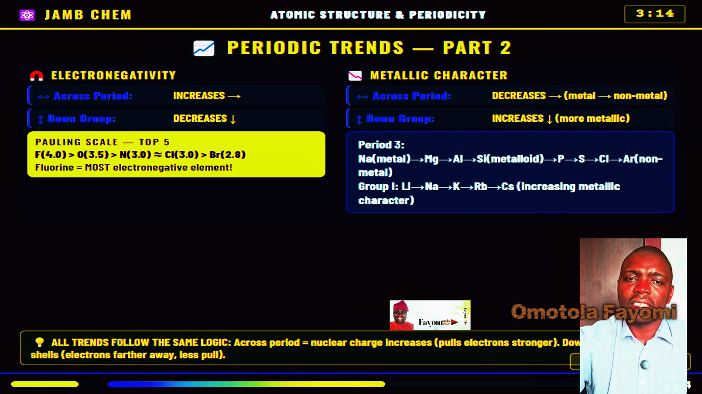What about the metallic trend? This is how metallic an element behaves. Metals tend to lose electrons easily. Across the period, the metallic character decreases as we go from metals on the left to non-metals on the right of the periodic table. Down a group, metallic character increases. Elements lower in a group lose electrons more easily because the outer electrons are farther from the nucleus. Overarching logic: everything in periodic trends comes down to 2 factors, nuclear charge and electron shell distance. Master those 2 and you can reason out any trend on the spot.